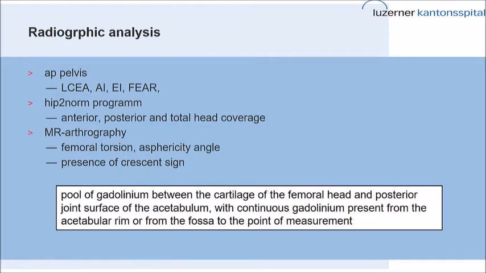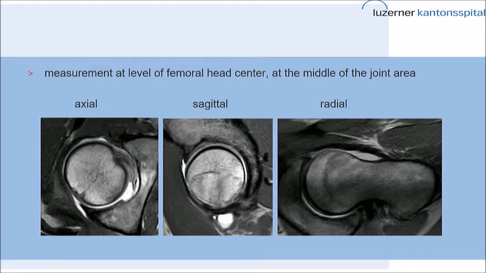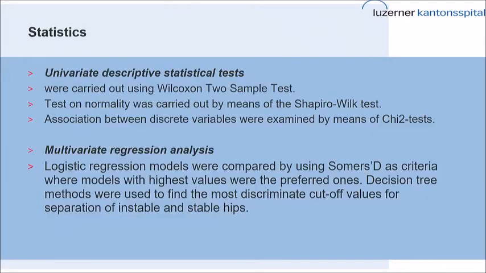The crescent sign was positive or present when there was gadolinium between the cartilage of the femoral head and the posterior joint surface of the acetabulum, with continuous gadolinium present from the acetabular rim or from the fossa to the point of measurement, which usually was in the center of the slice we took at the center of the femoral head. You have three examples: an axial cut with the gadolinium posterior, that's the point of measurement; then a sagittal point of measurement there; and the radial cut point of measurement there. So this would be a positive presence of a crescent sign in the same hip on all three slices.